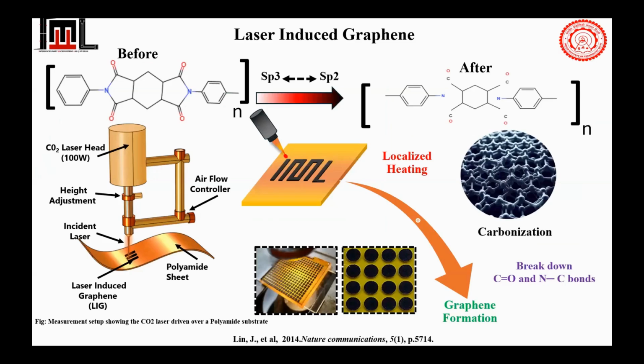In 2014, a professor from Rice University discovered that when polyimide is hit with a laser, it absorbs the energy, and there is a conversion of sp3 hybridization to sp2 hybridization with the release of volatile gases, which makes the porous graphene that we usually get.